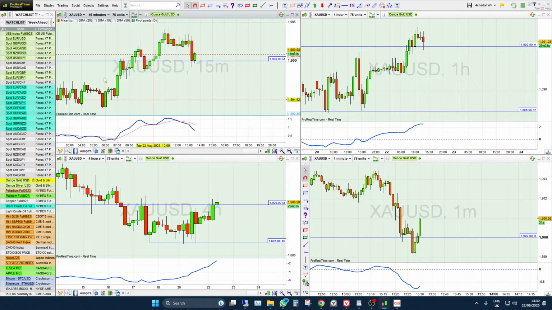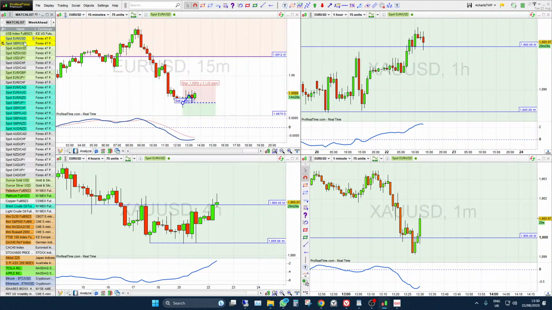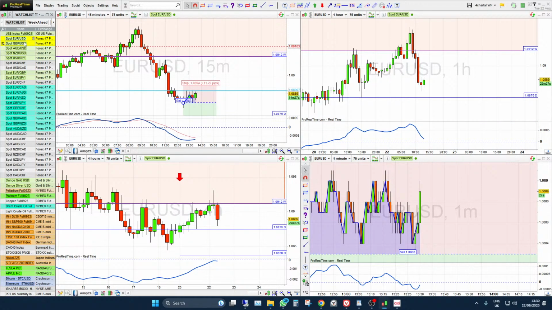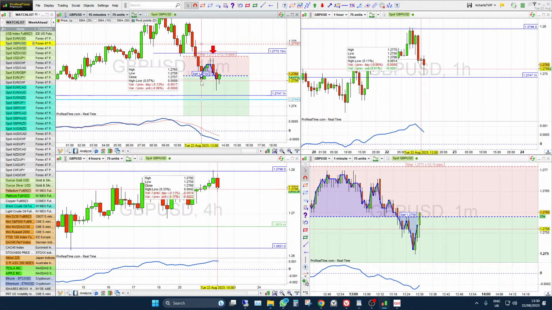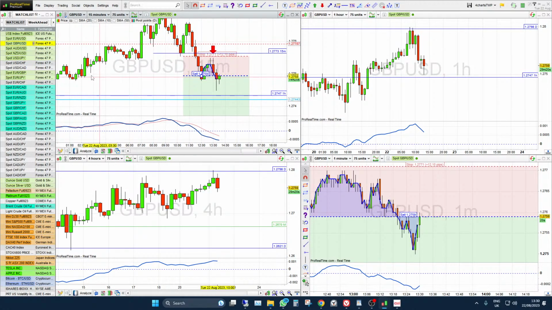All right, let's go see the rest. Let's go see what else is happening here. Euro dollar is still not in play yet. Sterling has broken through, but now is testing support. So we'll see what happens with that.